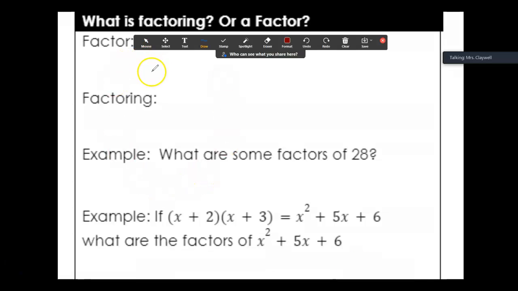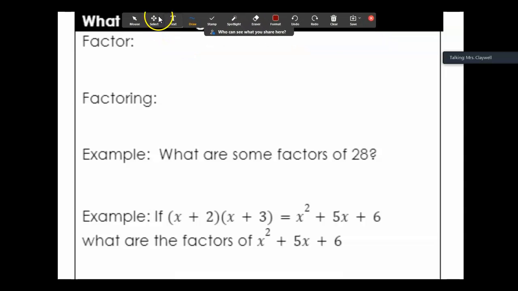Hi, this is Miss Claywell here with skill 12, factoring by grouping. So we're going to take a second to define what is a factor and what is factoring by grouping.